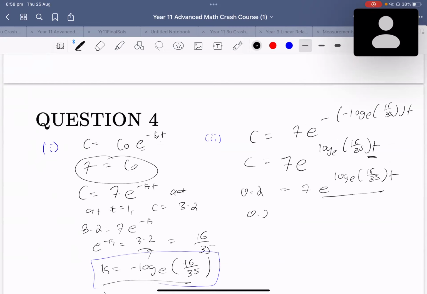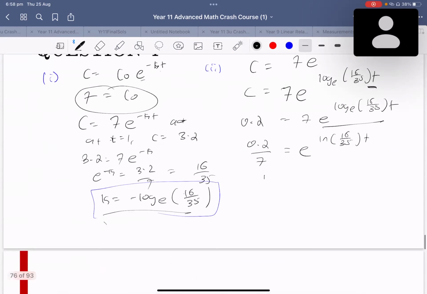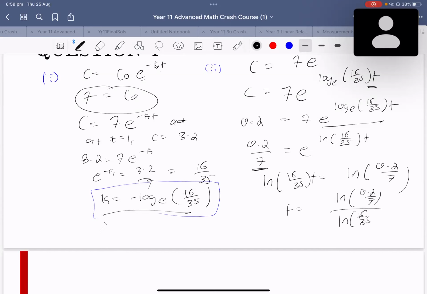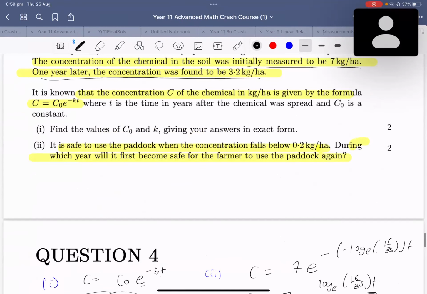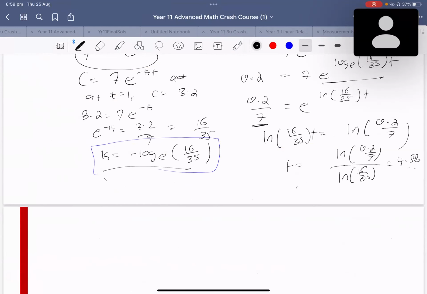So isolate the exponential. I'm just going to write ln instead of log basically, guys, because it's a lot easier. So ln of 16 on 35 times t is equal to ln of 0.2 on 7. Now t would be equal to ln of 0.2 on 7 over ln of 16 on 35, which is equal to 4.542 something years. So that's up to like 4.5 years. So after 2022, which is 2023.